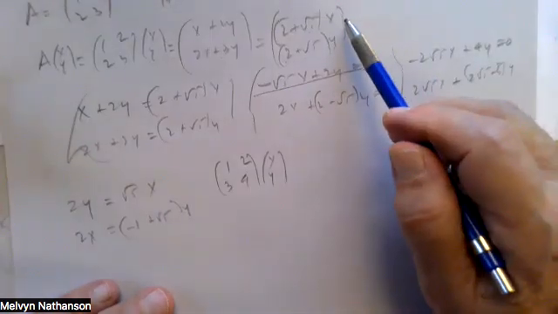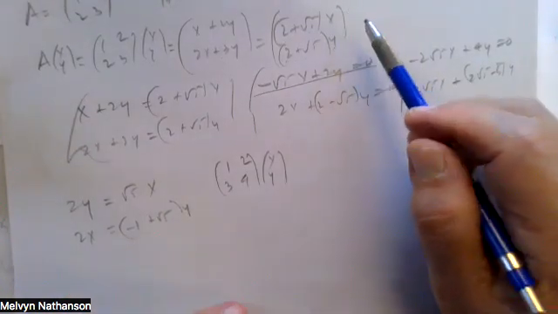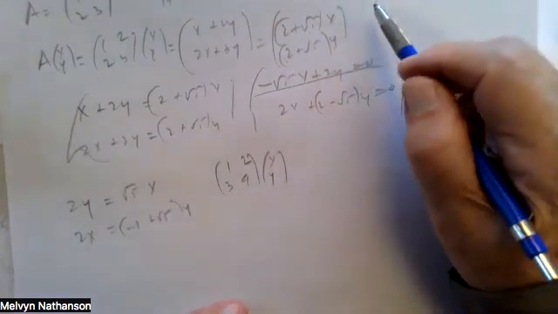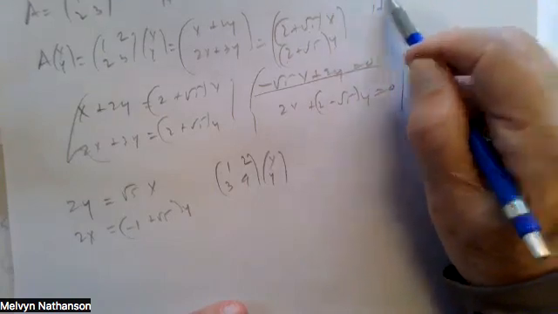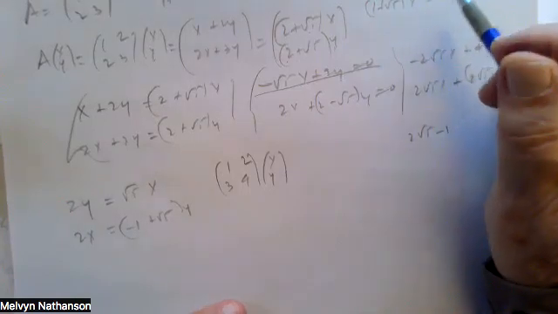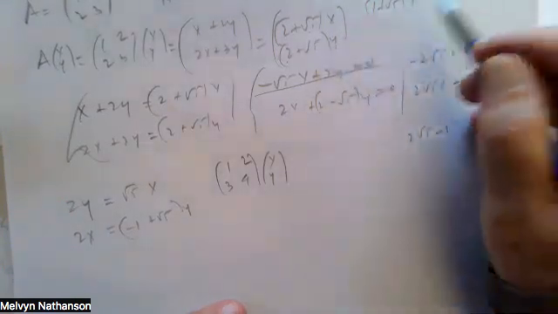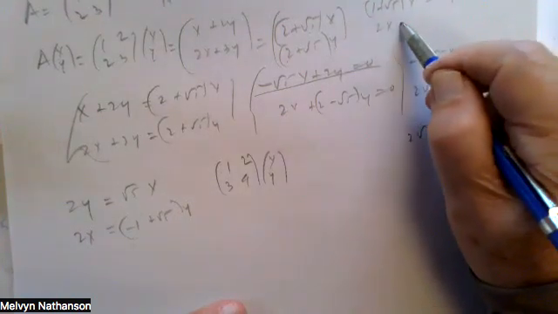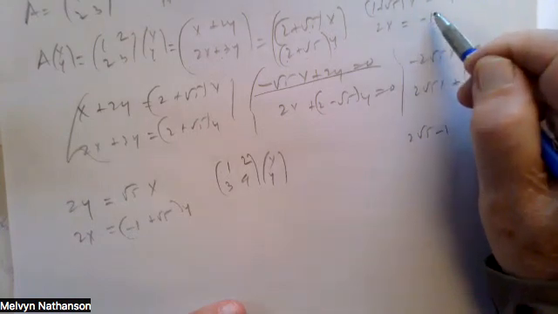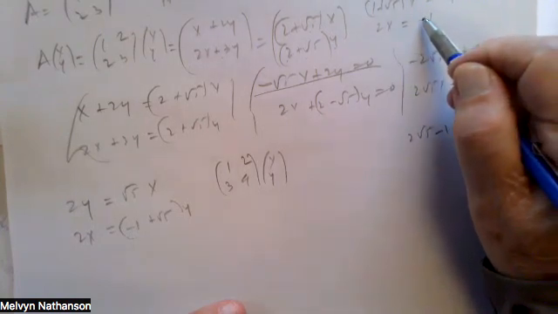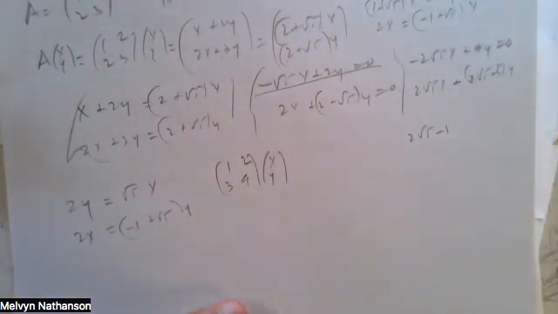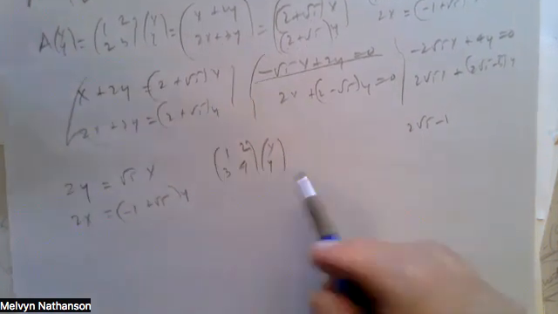So this says that 1 plus root 5x equals 2y. And this says that 2x equals minus 1 plus root 5x. So that should be okay.